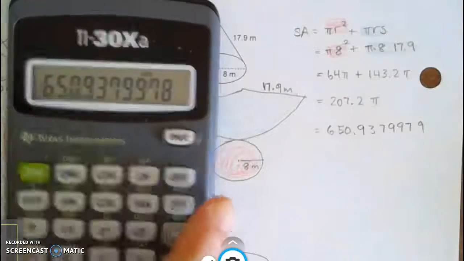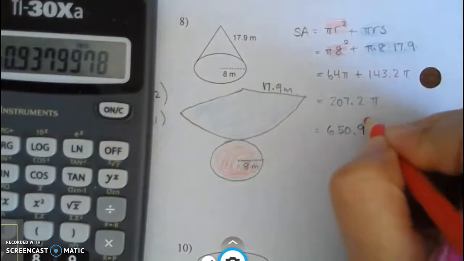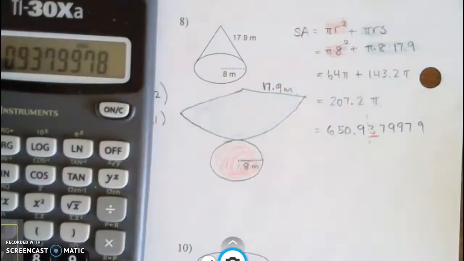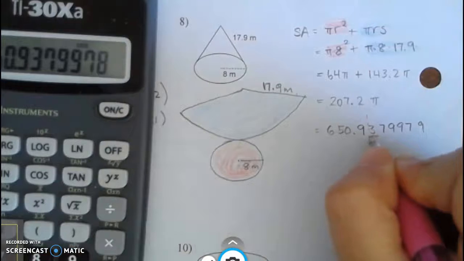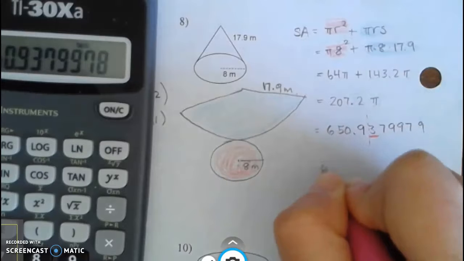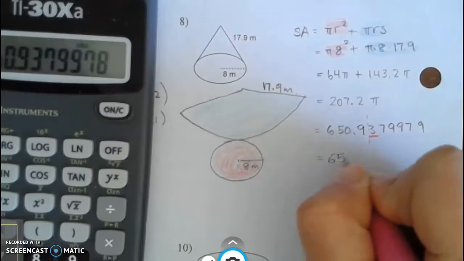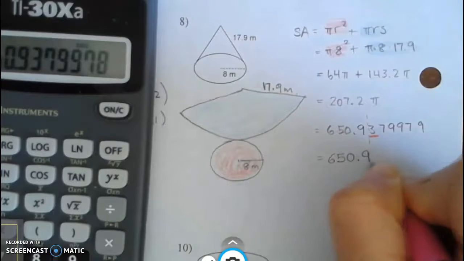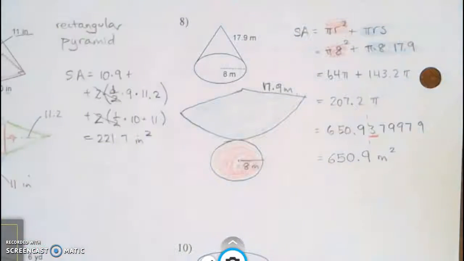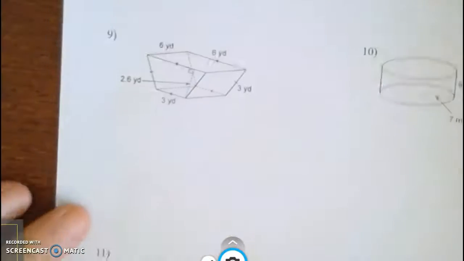I want to cut it off to 1 decimal place. That means I'm going to cut it off here. So I need to consider the next digit, which is 3, and I know that that is less than 5. So that means I do not round up. So the answer is going to stay as 650.9 meters squared. All right, then let's go on to number 9.